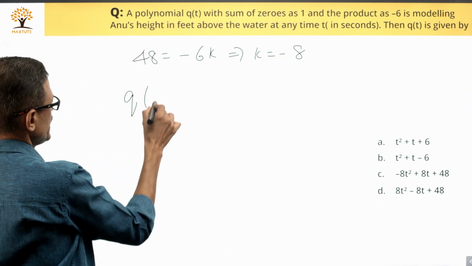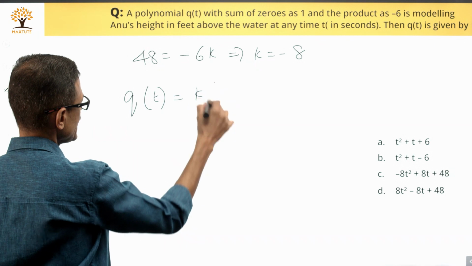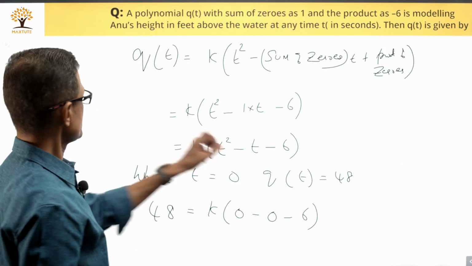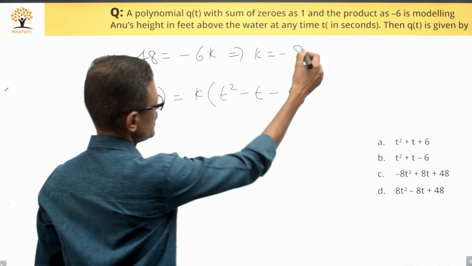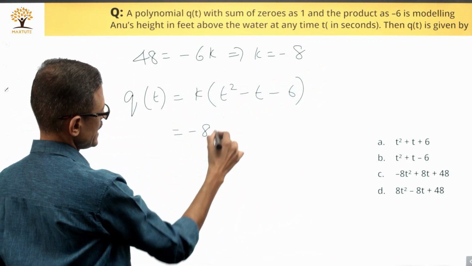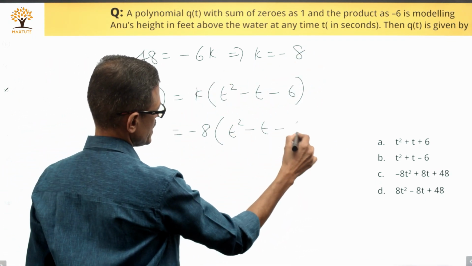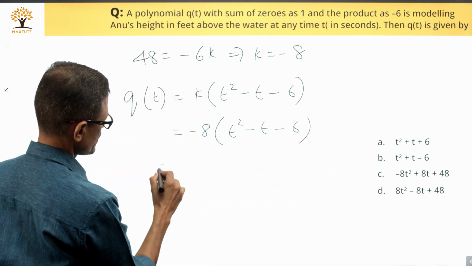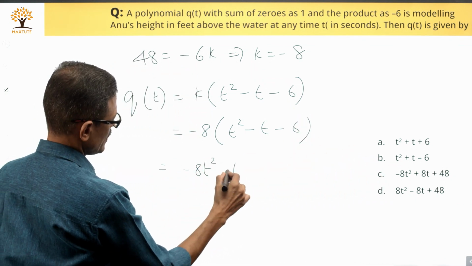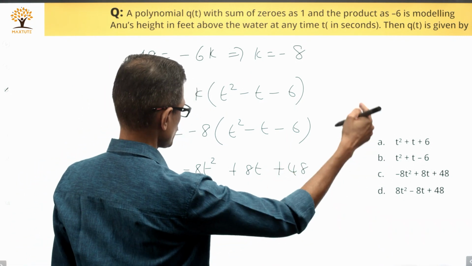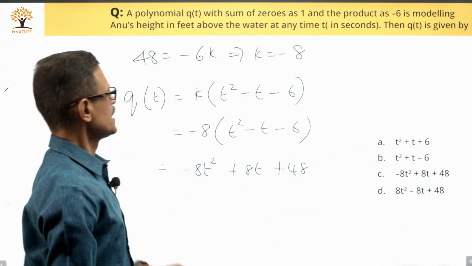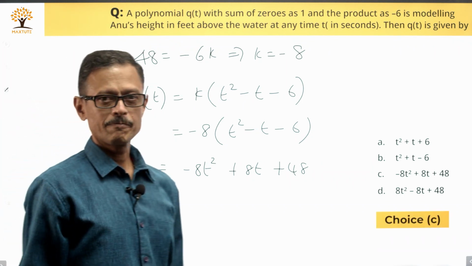We know q of t is equal to k into (t square minus t minus 6). Substitute k is equal to minus 8. Minus 8 into (t square minus t minus 6). One of these answers should make sense. Minus 8t square plus 8t plus 48 is the answer. Choice C is the correct answer to this question.